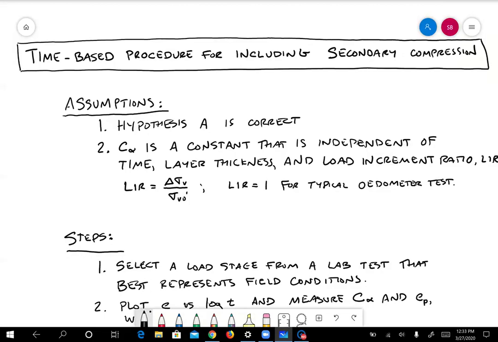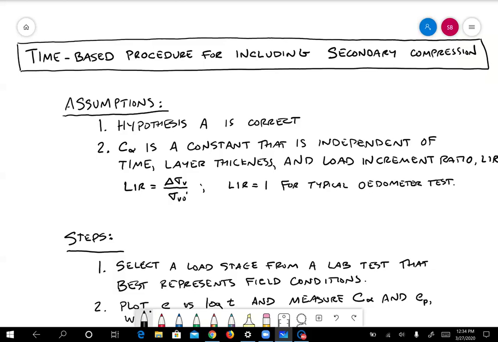In this video, I'm going to show you how to do a time-based procedure for calculating the settlement beneath a uniformly loaded area, including the effects of secondary compression. When we use Terzaghi's one-dimensional consolidation theory, it assumes that there's no secondary compression, so we can use that method to estimate settlement, but we have to make some adjustments to add in the secondary compression.